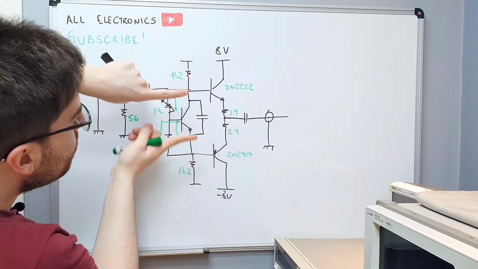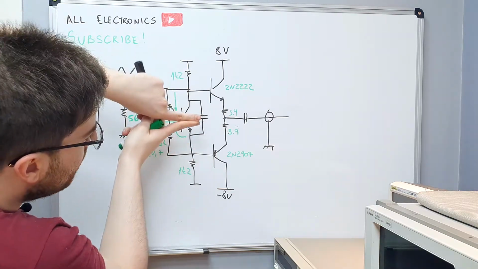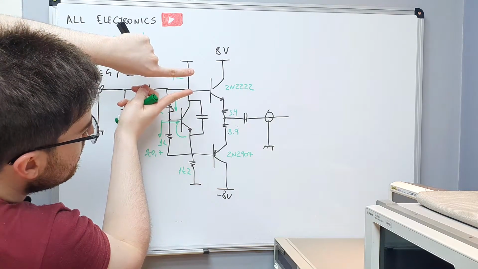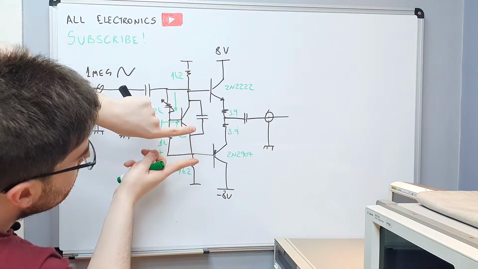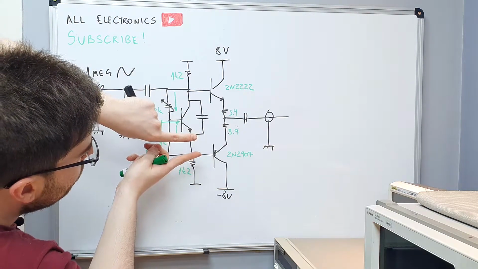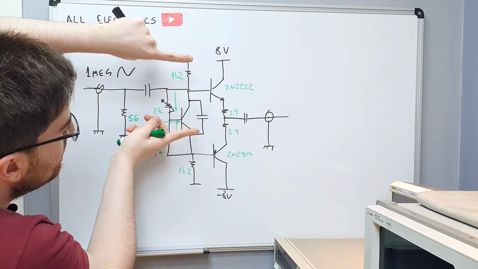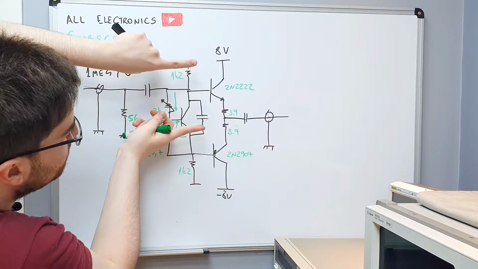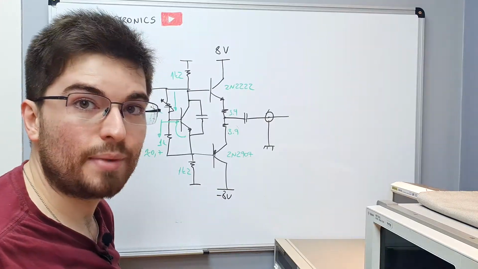If we have zero bias, we have class B operation. If we have a small biasing, we have class AB operation. We can see that here the PNP is cut off, here the NPN is cut off. If we have a very large biasing, the PNP never cuts off, the NPN never cuts off. Let's see this on the bench.